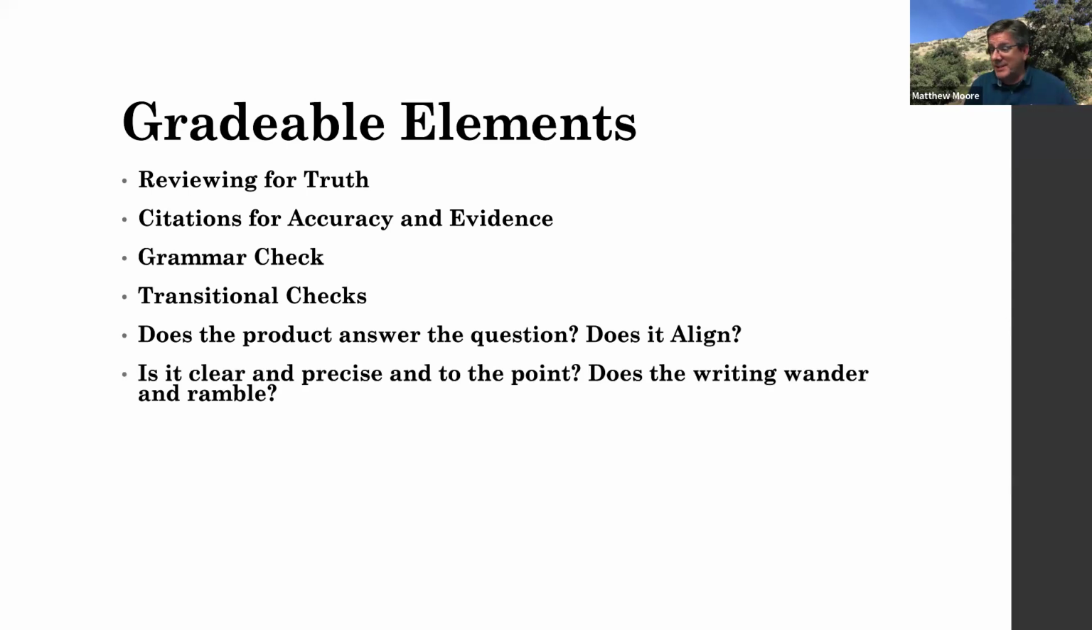Is it clear and precise? Does it ramble to the point? Does the writing wander? Does it ramble? Because it's easy to ramble today, right? It's really easy to create stuff that doesn't meet the goal. If you have a clearly defined goal and they're not meeting it, you might need to contact someone. You might need to talk to someone.